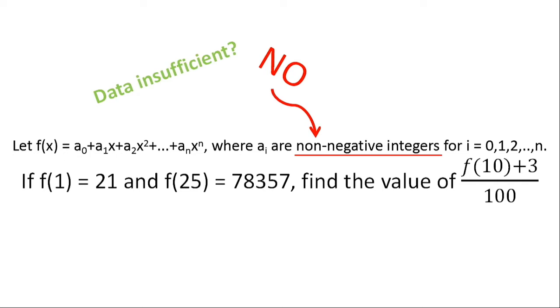Also, notice that the expression of f of x is not the standard expression that is given in our books. In our books, it is given that a_n is not equal to 0, but observe that here it is written a_i are non-negative integers for i equal to 0 to n. So a_n is non-negative, and in the set of non-negative integers 0 is also included. So a_n can be 0 according to this question. This piece of information makes this question very interesting.